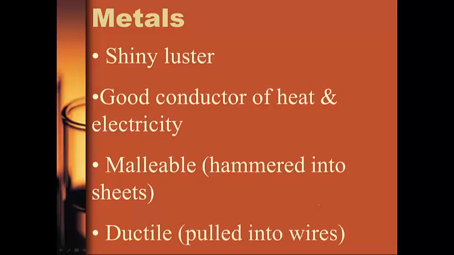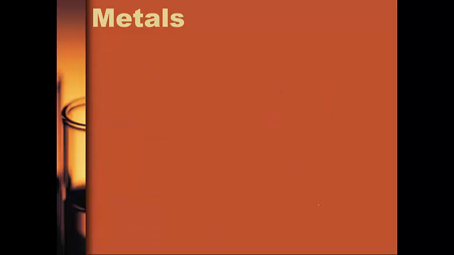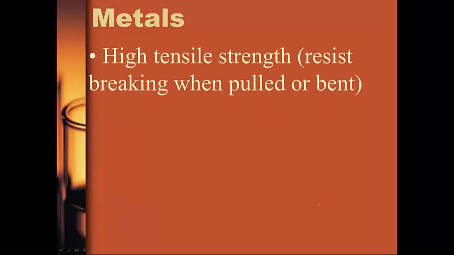Take a piece of metal that's kind of in the shape of a cylinder and start pulling on it. It doesn't break apart. It stretches out, gets longer and longer, and eventually you end up with a wire. This is known as being ductile. You can also take a piece of metal, bend it, and it won't break. So it has what's known as a high tensile strength. Examples will be things like copper.